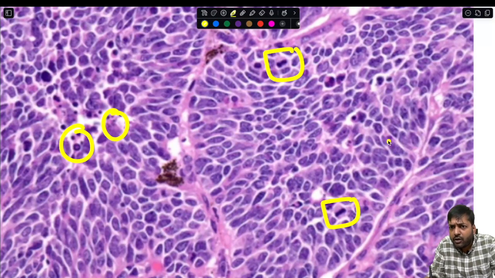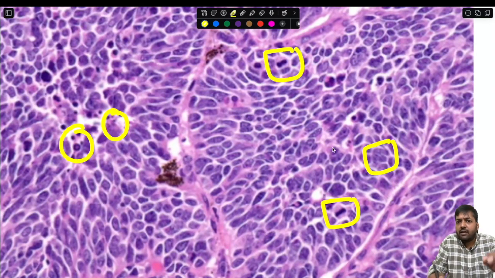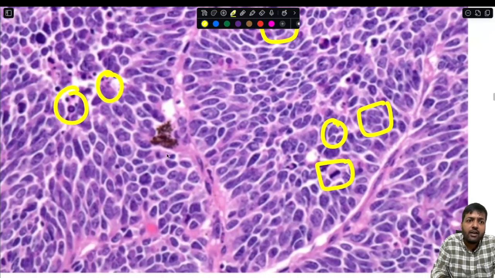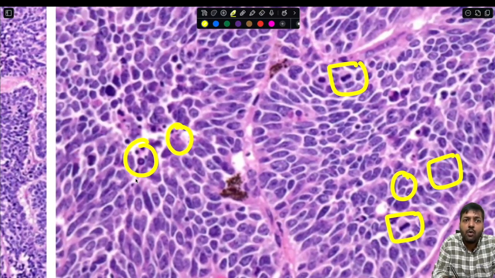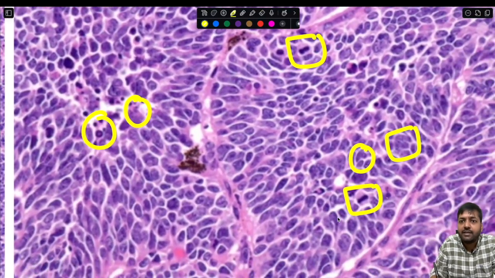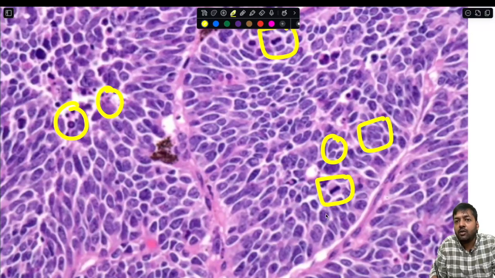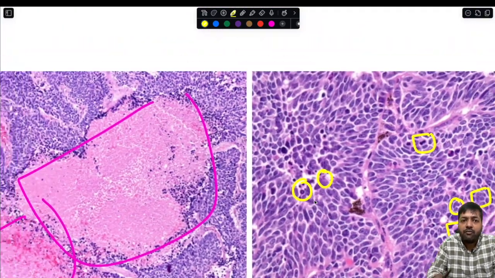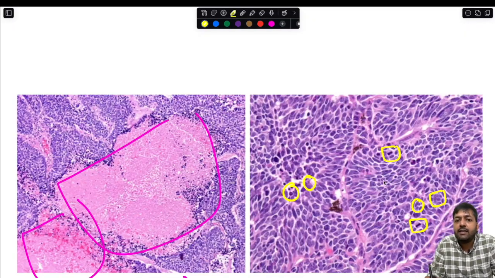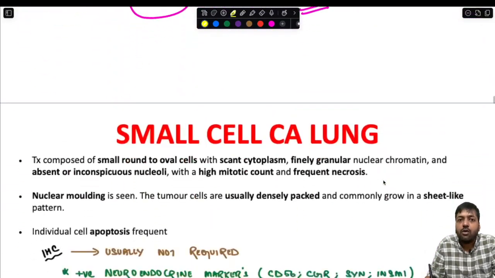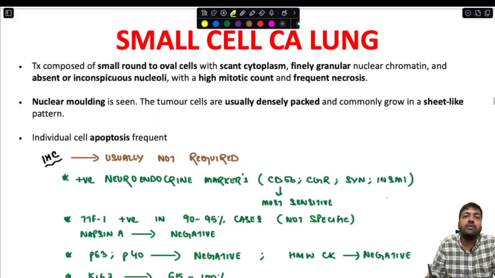Very important, you can see nuclear molding over here, where one nucleus takes the mold of another one. See over here, another nuclear molding. So what is the diagnosis? A central lung mass in a smoker, small round blue cells in diffuse sheets, frequent mitotic figures, extensive areas of necrosis, apoptotic bodies. So what is the diagnosis? Yes, you are right, it is small cell carcinoma of the lung.